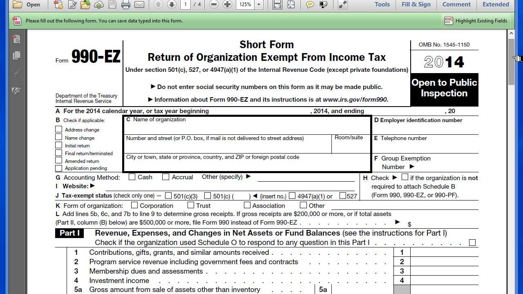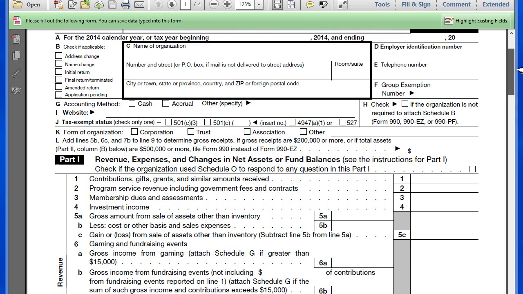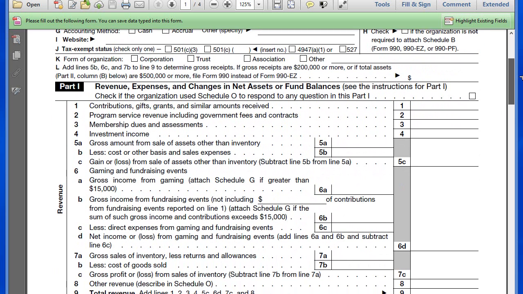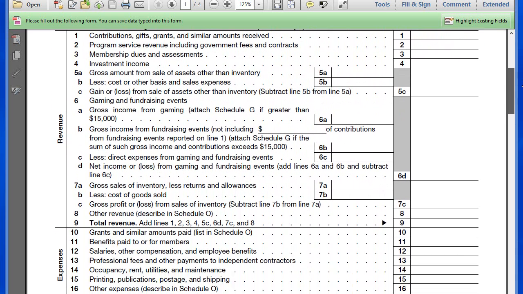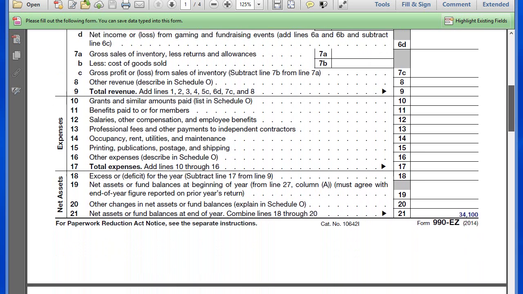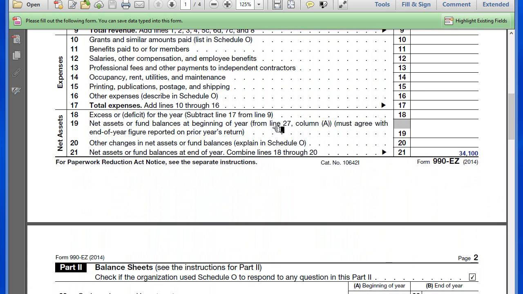Okay, so let's have a look at the first page of Form 990-EZ, because there's two places on the form where you're going to have to deal with net assets, and they always need to match. So if we scroll down, we see the revenues, we see the expenses, and then we get down here to this little section called net assets.